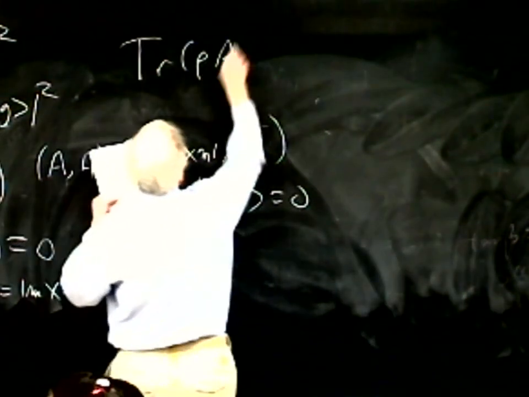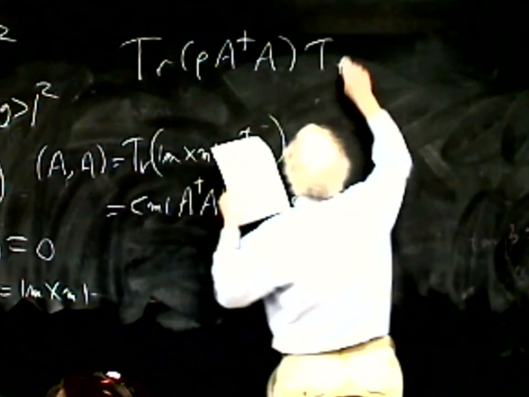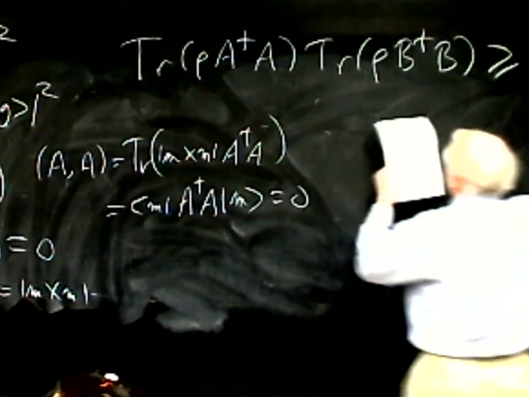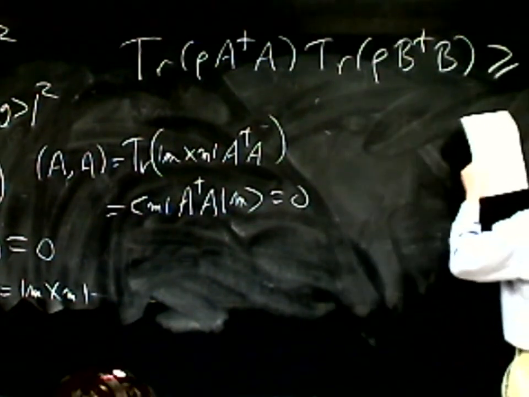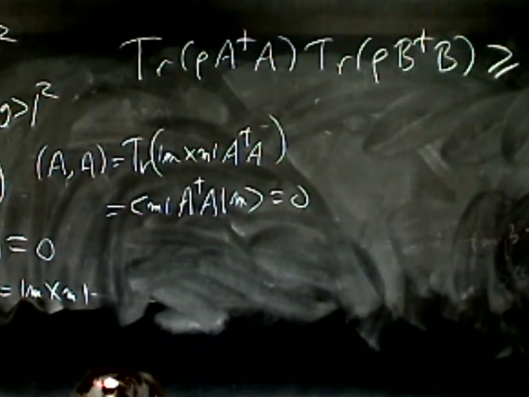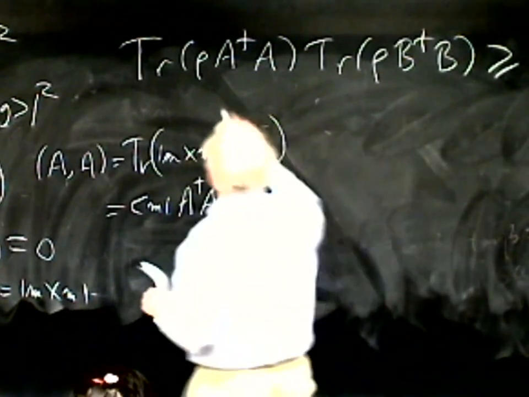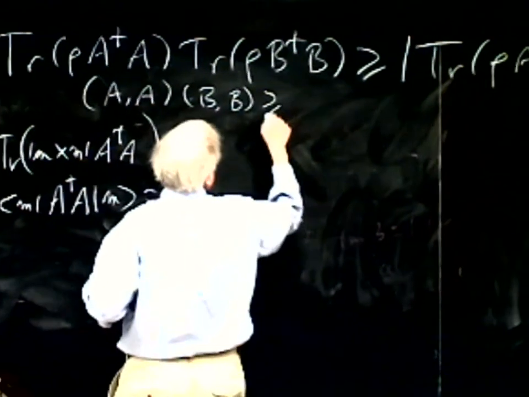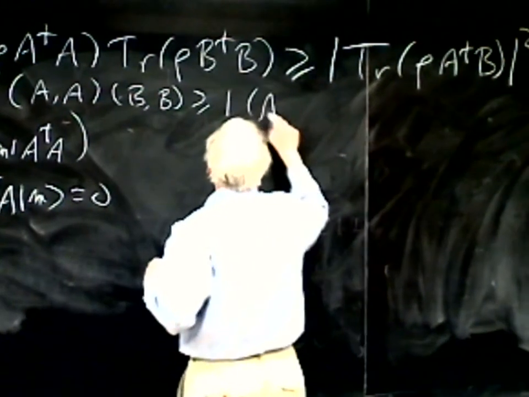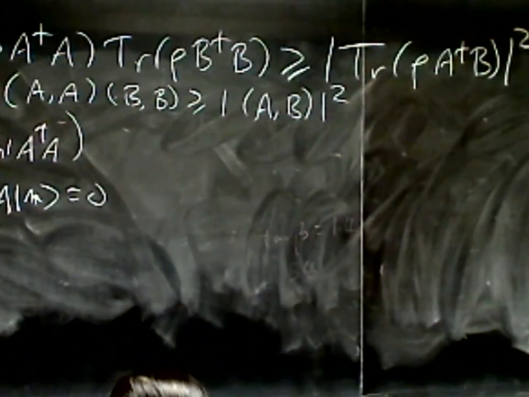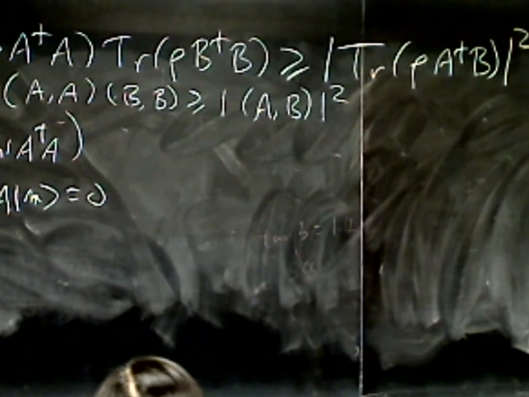trace rho A dagger A times trace rho B dagger B is greater or equal to the absolute value of the trace of rho A dagger B, absolute value squared. So this is simply (A, A)(B, B) greater or equal to the absolute value of (A, B) squared, with (A, B) defined as this. So that's an example.